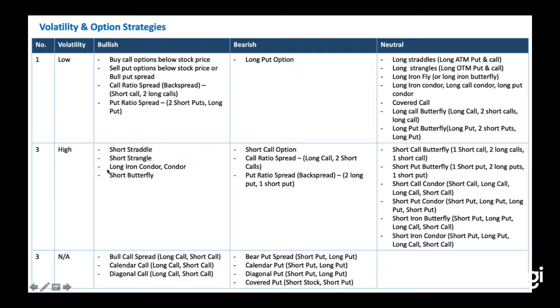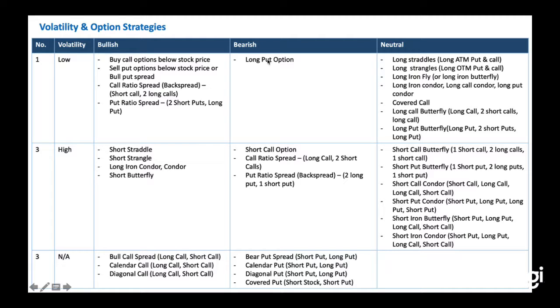Or you can do a long iron condor or a condor type play here, and short butterfly. One thing to notice about some of these short strategies, you don't want stock to move too much. It should be in a given range. So it's the range bound type strategy.